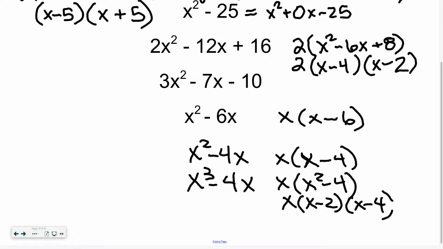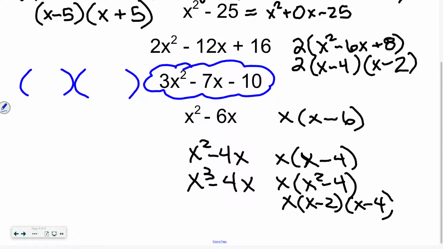Okay, so we've got one left, right? That one's hard. This is the one that I really call guess and check. Because for the other ones, as long as the a value is 1, you do a pretty good job of asking, what are the things that multiply to make the last term, that add or subtract to make my middle term, using Aiden's rules of positives and negatives. If I were factoring this one, it's a trinomial, so it's going to be 2 groups of parentheses. What multiplies to make the first term, 3x squared?